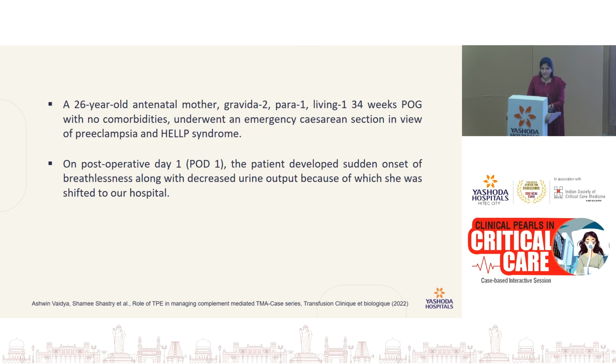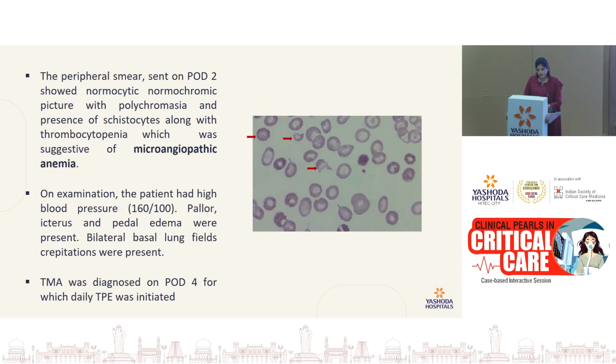So final case of the day, a 26-year-old antenatal mother, G2P1L1, 36 weeks period of gestation, underwent emergency cesarean section in view of preeclampsia and HELLP syndrome. On POD1, patient developed sudden onset of breathlessness along with decreased urine output. Peripheral smear again showed signs of microangiopathic hemolytic anemia. You can see spherocytes and schistocytes on this picture. Patient had high blood pressure. TMA was diagnosed on POD4.